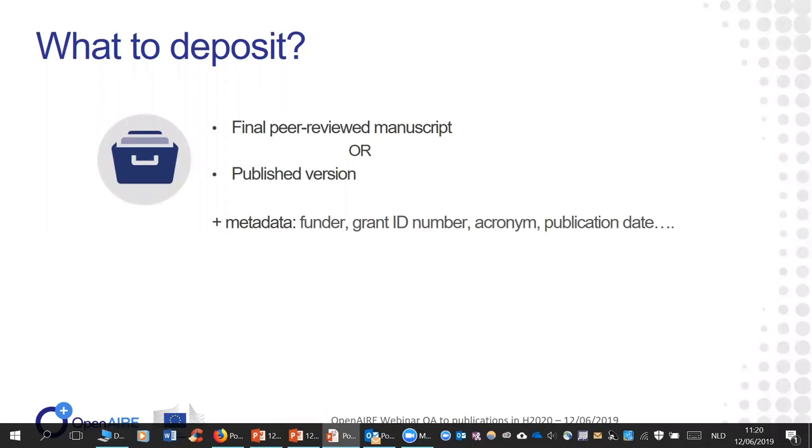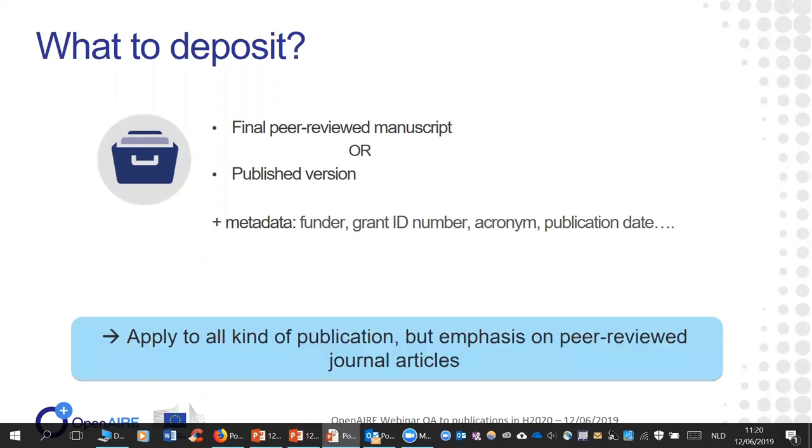What to deposit? It should be a peer-reviewed version. So either the final peer-reviewed manuscript or the publisher version. And you should add some metadata, so this information about your project and publication date, things like that. The requirements for open access publication apply to all kinds of publications. You can also upload what they call gray publications, but the emphasis is on peer-reviewed journal articles. So definitely all your peer-reviewed journal articles should be in a repository, openly available.